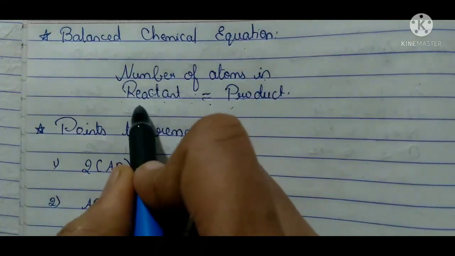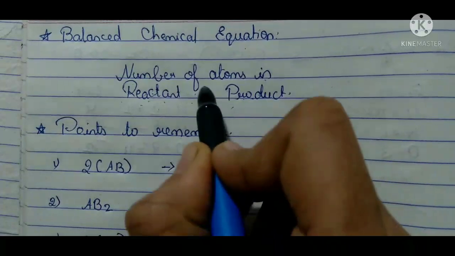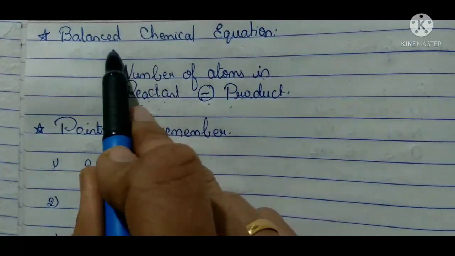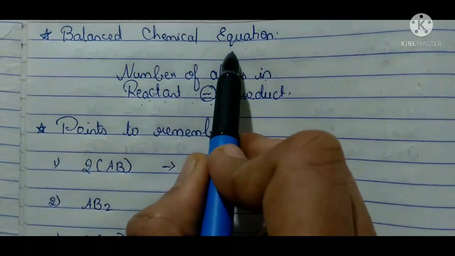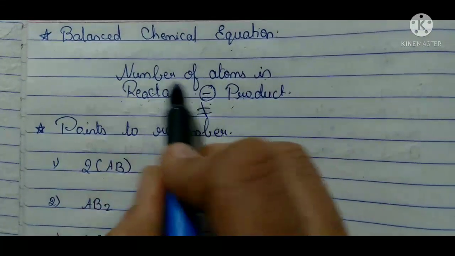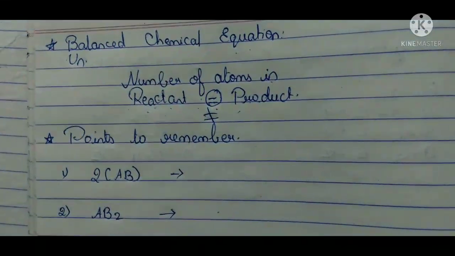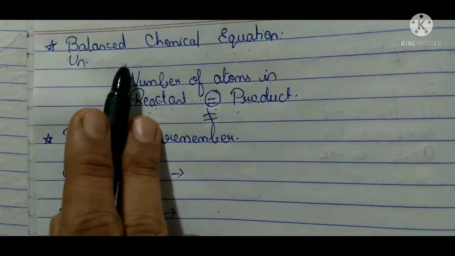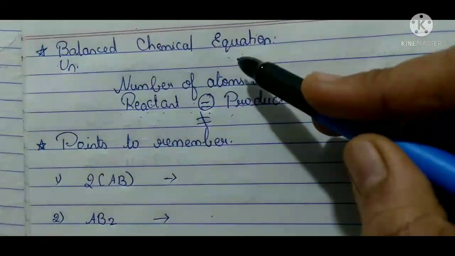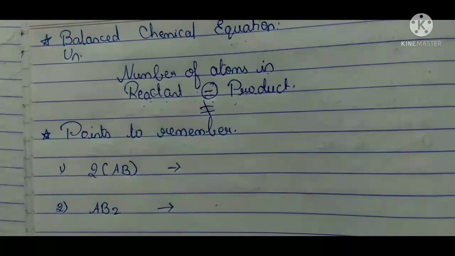So when the number of atoms in reactants and products becomes equal, you will call that equation a balanced chemical equation. If both are not equal, you will call it an unbalanced chemical equation. What will you call it? Unbalanced chemical equation. Clear? Now, for balanced chemical equations, there are certain things that you have to remember.